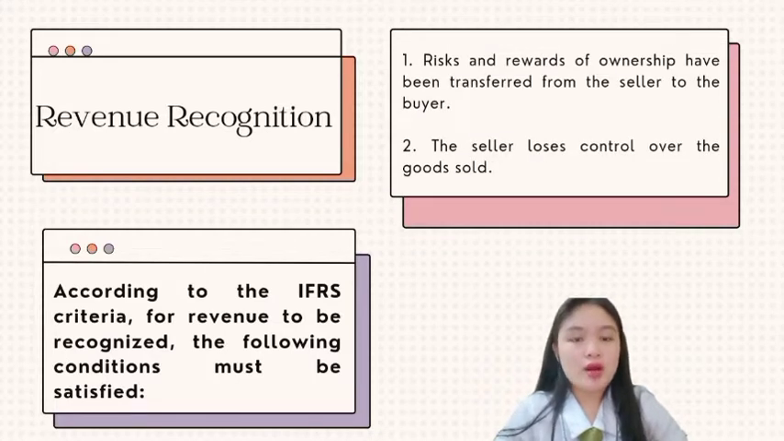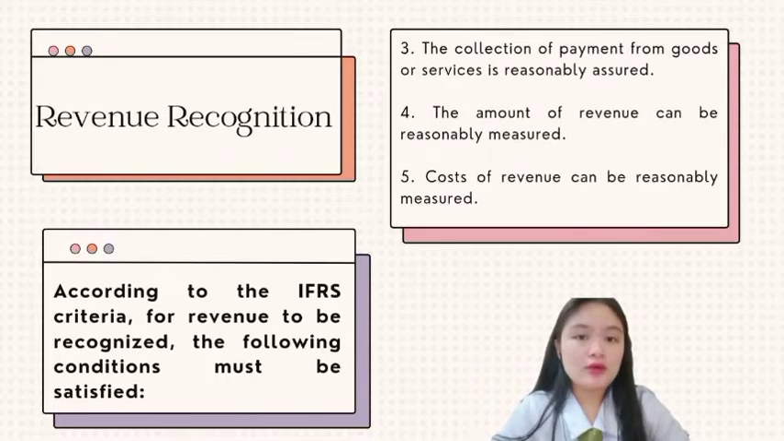Conditions 1 and 2 are referred to as performance. Performance occurs when the seller has done what is expected to be entitled to payment. Condition 3 is referred to as collectability, as the seller must have a reasonable expectation that he or she will be paid for the performance. The last two conditions are referred to as measurability. Due to the matching principle, the seller must be able to match the revenues to the expenses.